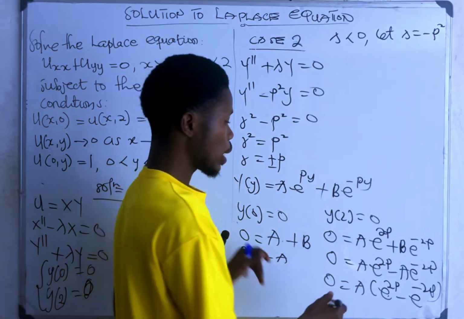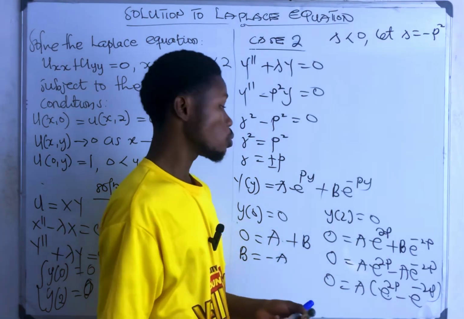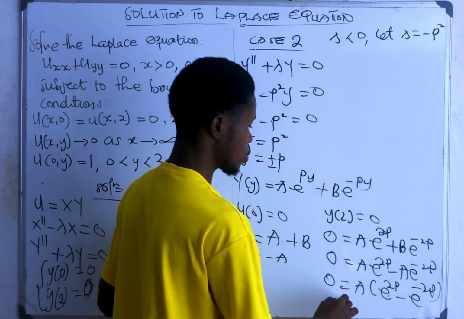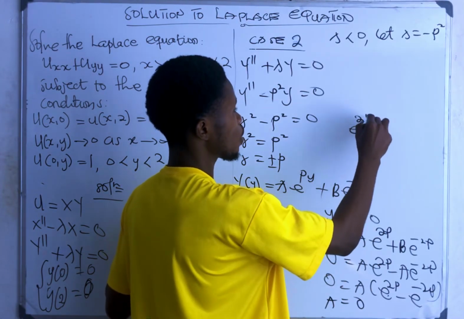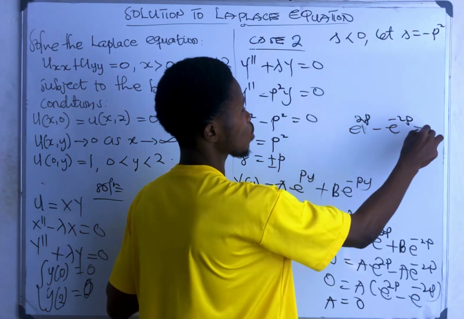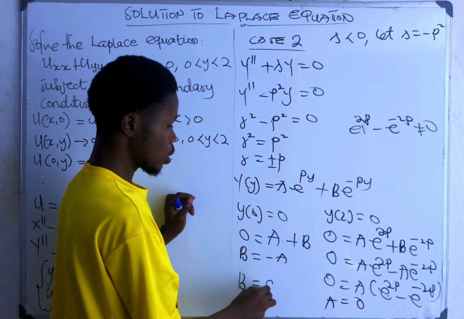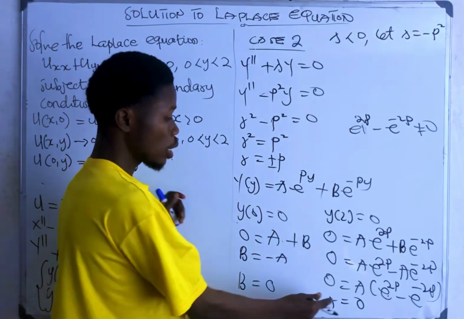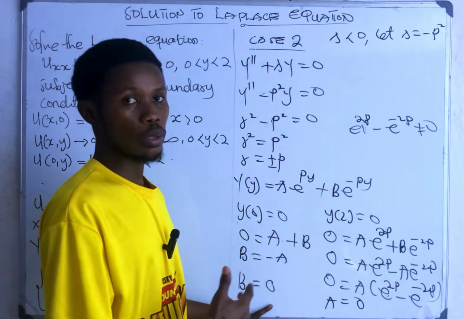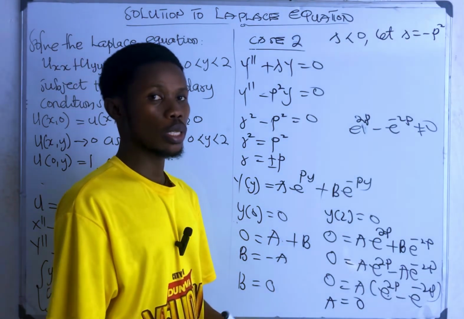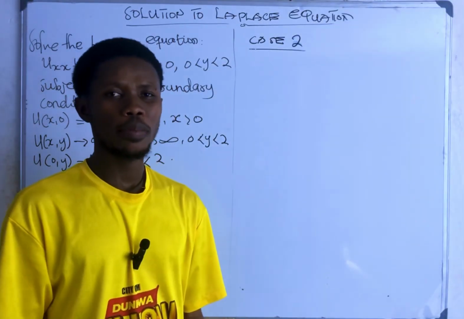But in this case, A will be 0 because there's no way that exponential functions can give you 0. So we say that A equals 0, but e to the power 2p minus e to the power negative 2p is not equal to 0. When A is 0, my B will also be 0. So it tells you that this one too is yielding what? A trivial solution. Since this one is yielding a trivial solution, you move to the next case, which is when lambda is greater than what? 0. So now let's look at when lambda is greater than 0.